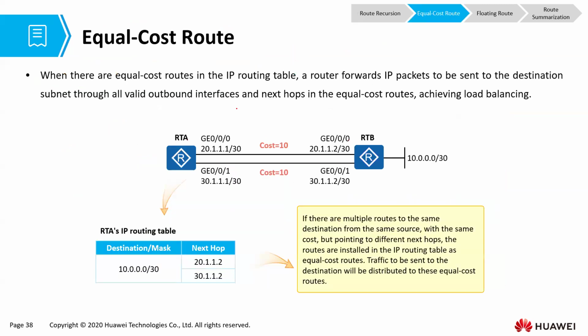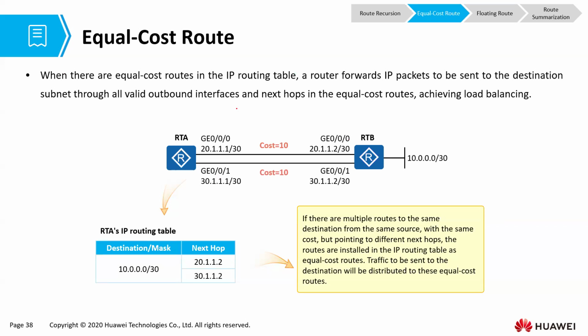Right, let's go to equal cost routes. When there are equal cost routes in the IP routing table, a router forwards IP packets to be sent to the destination subnet through all valid outbound interfaces and the next hops in the equal cost routes, achieving load balancing.